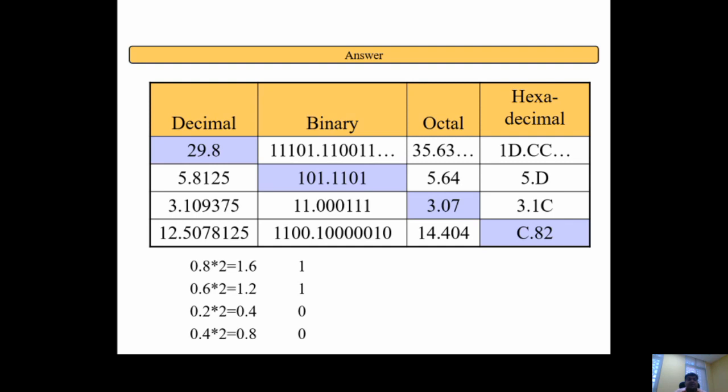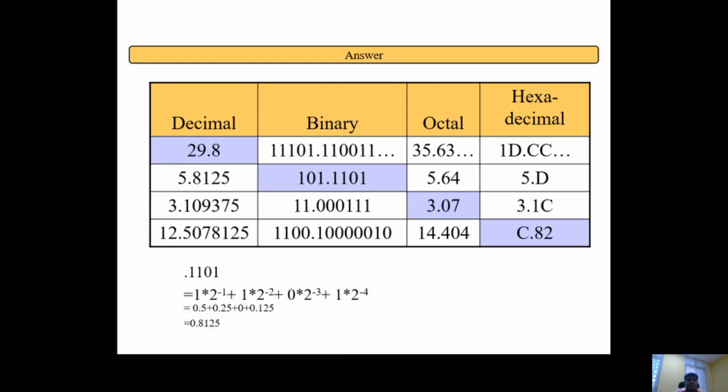Now we convert binary 101.1001 into decimal. The decimal number corresponding to 101 is 5, and for .1001, the initial 1 will be multiplied by 2 to the power minus 1, the next digit by 2 to the power minus 2, 0 is multiplied by 2 to the power minus 3, and 1 is multiplied by 2 to the power minus 4.